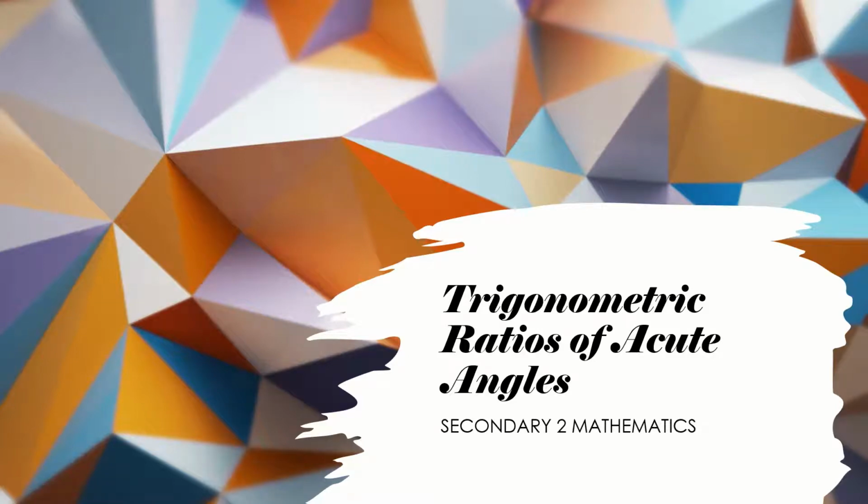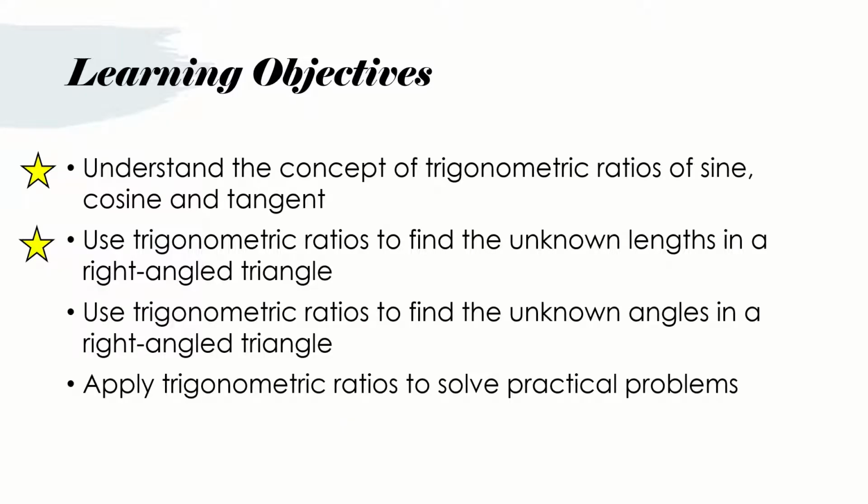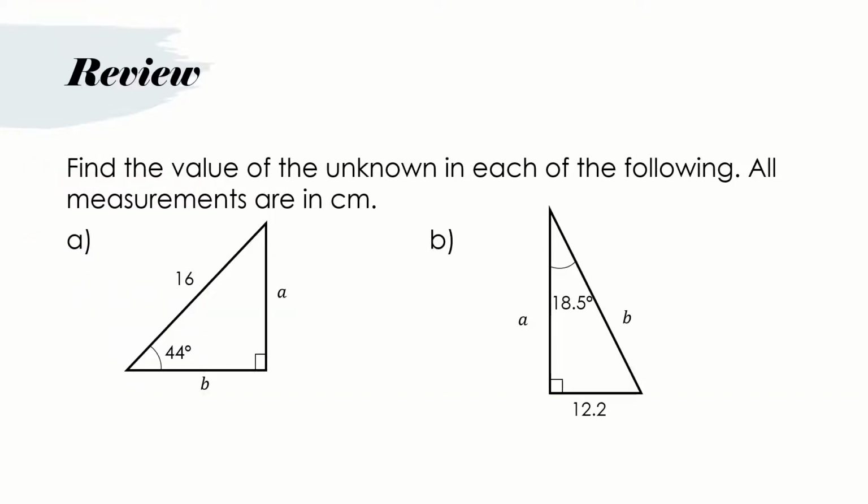Okay, hello everyone. Today we're going to continue with trigonometric ratio of acute angles. This will be part 2 of this topic. Alright, what are the learning objectives we're going to cover? We have already covered the first 2 learning objectives in the previous video. So for this video, we're going to look at the use of trigonometric ratio to find the unknown angles in a right angle triangle and to apply trigonometric ratios to solve practical problems.